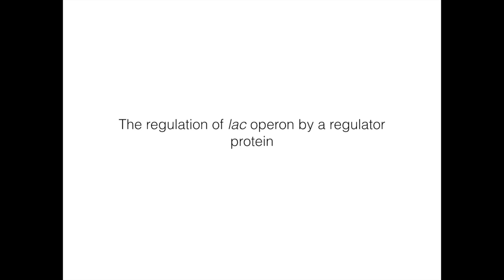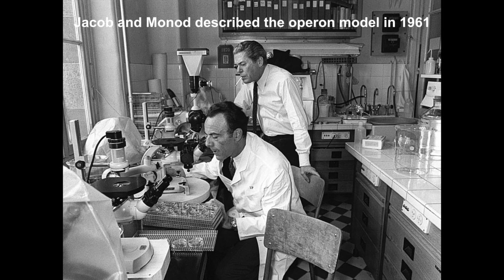And in bacteria, we have a really great understanding of gene expression, in part because of the discovery of the operon. And the operon is regulated by a regulator protein. This operon was described by Jacob and Monod in 1961, and they later won the Nobel Prize for their work. So let me explain a little bit about what an operon is and how this particular operon works.